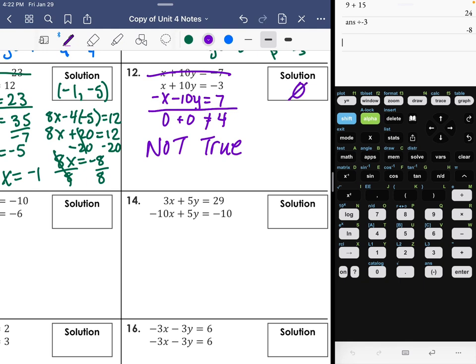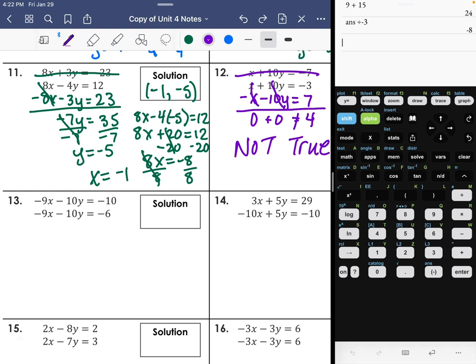So these in elimination work really fast because as soon as you see that you've got rid of both your x and your y, if this doesn't equal 0 over here, then it can't be a true statement. And so then it's no solution.